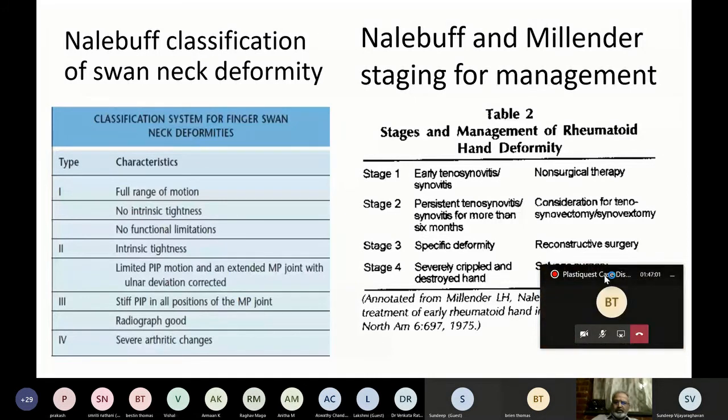What kind of mallet splint do you give? Have you given a mallet splint? Yes, sir. It will prevent the flexion of the DIP joint. So you'll give it on the dorsum or volar side? Volar side. We will put a volar mallet splint. Can you give it on the dorsum?